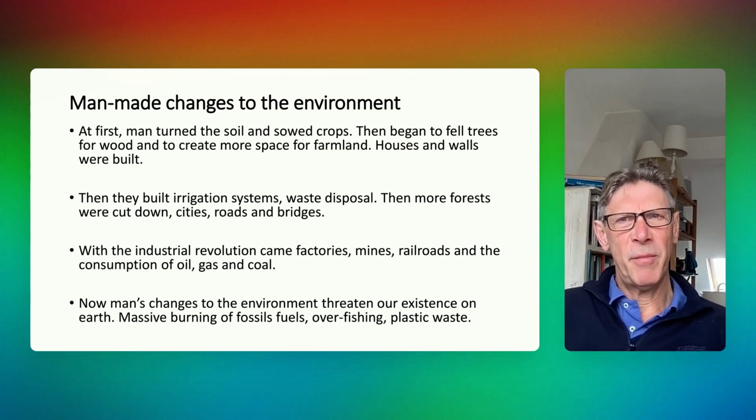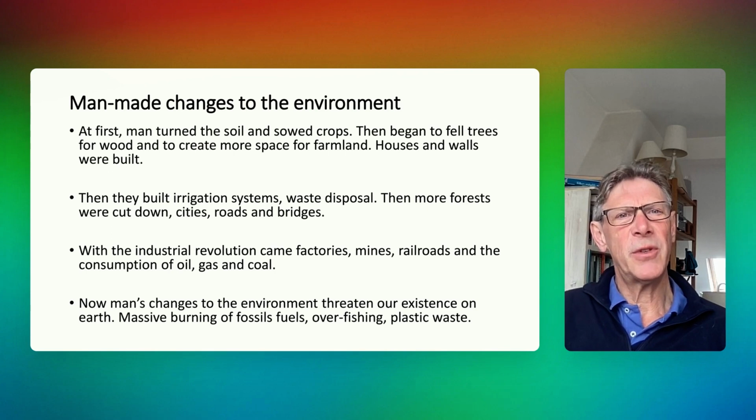Man has changed the environment. He's actually changed ecosystems. In the beginning, when man first started to toil the earth, he would simply take an area near the village and would turn the soil and sow crops. And then as he wanted his farm to be bigger, he would begin to chop down trees for wood and create that space to have more farmland. People wanted to live together. People wanted a better shelter, so houses and walls were built.